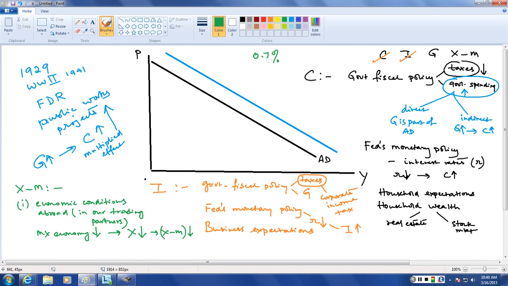So if our trading partners are prospering, well, that is going to make them more likely to buy our goods, and that will shift the AD curve to the right, because we'll be selling more to them. They'll be shopping more here, right? Another factor that affects net exports is the currency exchange rate. Now, how does that affect net exports?